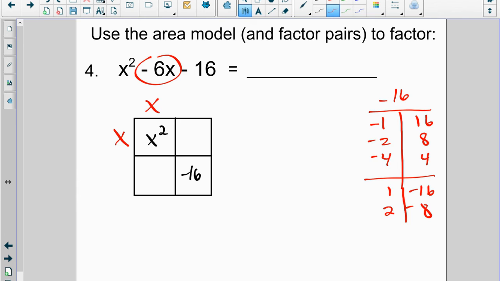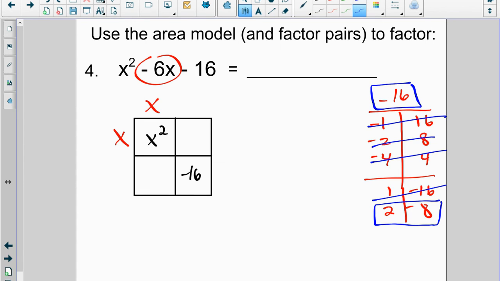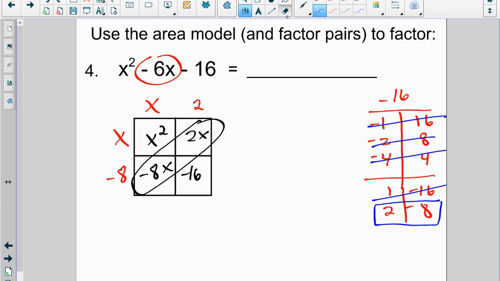Well, the only way it adds up to a negative is if the bigger number is negative, so it's not those. And then which one would add up to negative 6? It's 2 and negative 8. 2 times negative 8 is negative 16, but 2 plus negative 8 is negative 6. That's the combination that we need. So let's put our numbers on the side in either order, doesn't matter, and let's check it. 2 times x is 2x. Negative 8 times x is negative 8x. And when I combine my like terms, I get negative 6x like I need it. So I have the correct area.